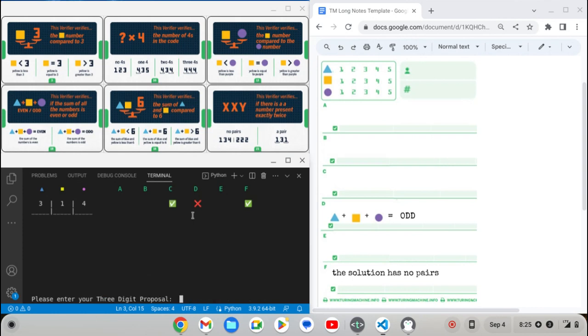Okay, so in this case we are comparing square and circle. Notice that since the Turing machine approves of my proposal, I do have a 1 for square and a 4 for circle. So that means that the Turing machine agrees that square should be less than circle. So let's go ahead and type that up in our notes for section C. And again, that is that square should be less than circle.